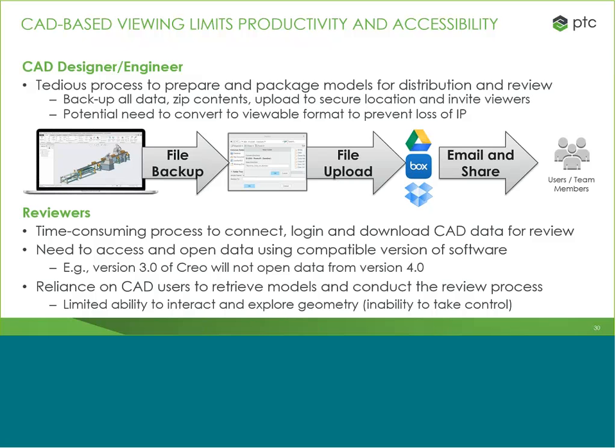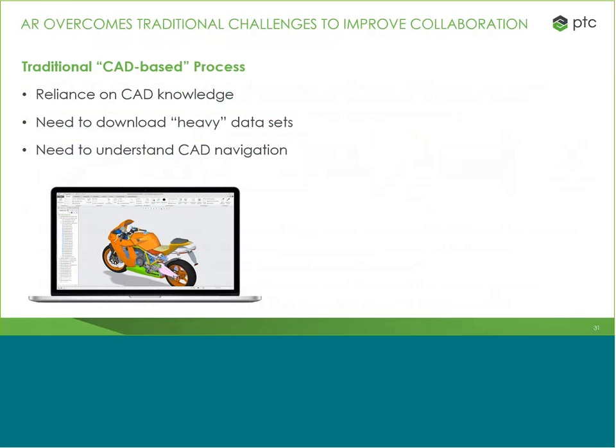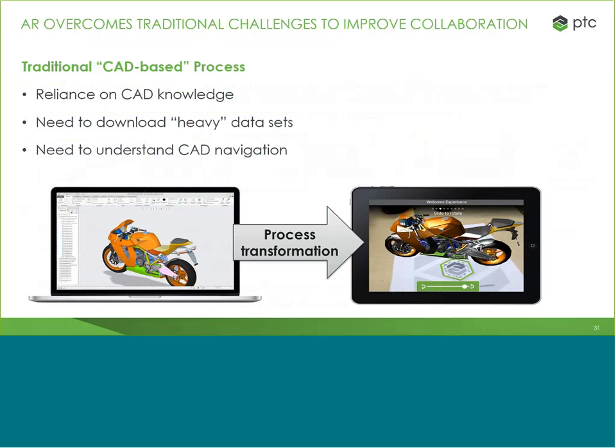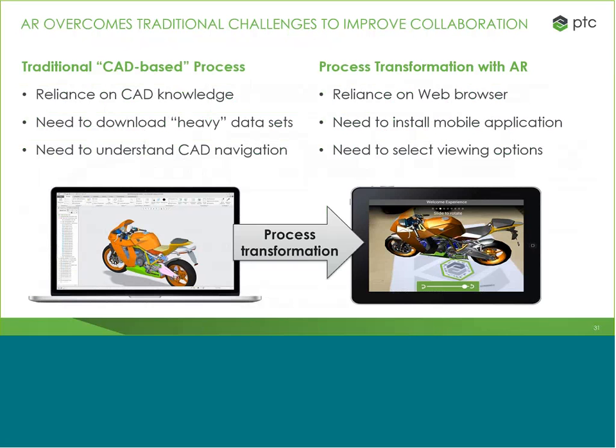So again, the whole idea is what we're doing today, it's not the best, right? This doesn't improve productivity when we have to go through all this. People don't have accessibility, so is it really the best way to do it? And the simple fact of the matter is it's not. So let's think about what we just went through. Here's your traditional process, right? You're reliant on CAD knowledge. You're going to have to download this heavy data set. Then you need to make sure that individual knows something about CAD so he can actually use it. What if I were to transform this process?